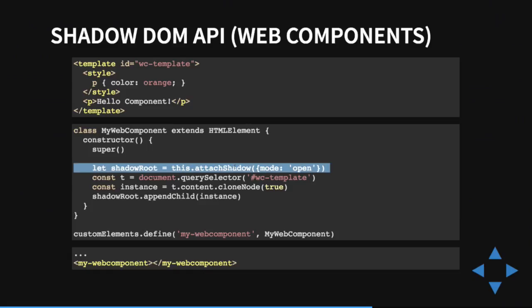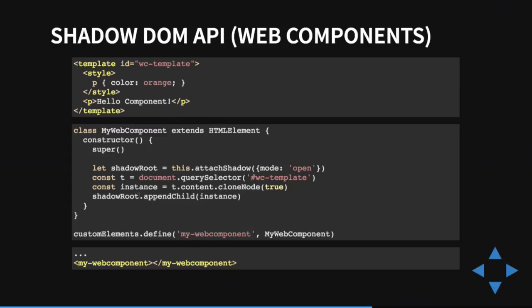This will create a shadow DOM on our web component. So now we have a shadow DOM. After that, I just query this template, just as you do with regular templates. And I clone the template. That is the same code that you've used before when you clone templates.